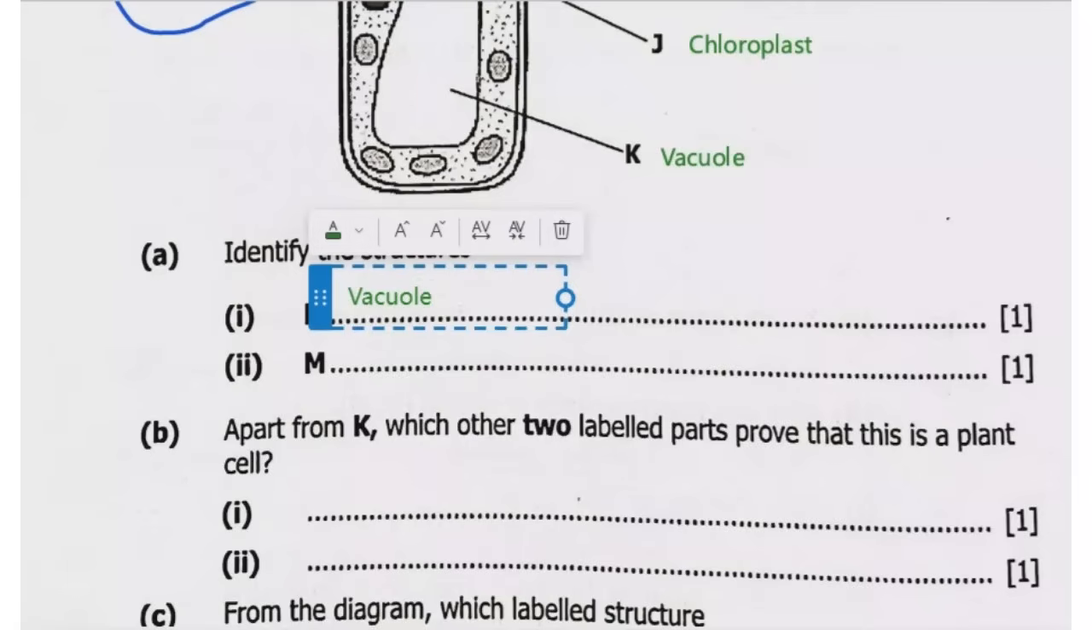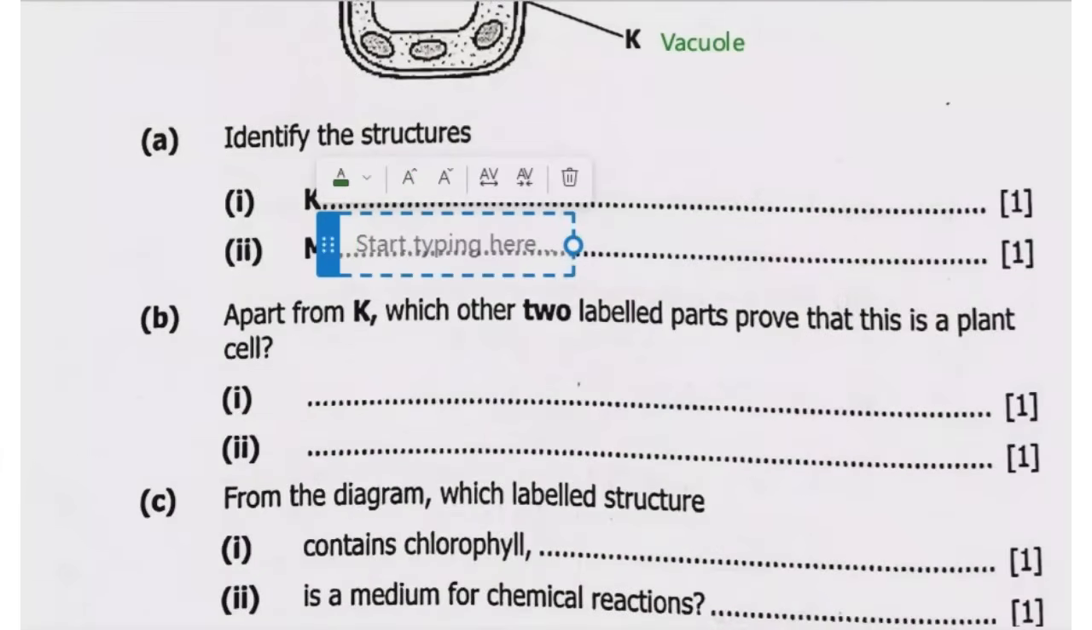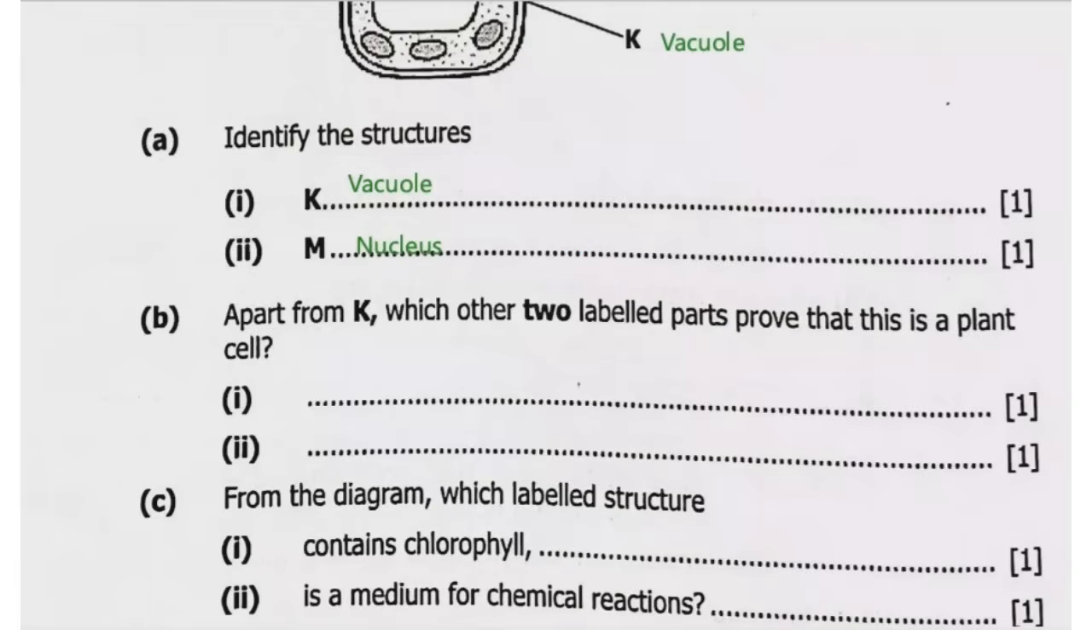Okay. That's the answer, vacuum. Then question 3A2 is M. Identify the part M. So we found M to be nucleus, so we write the word nucleus there, just like that.